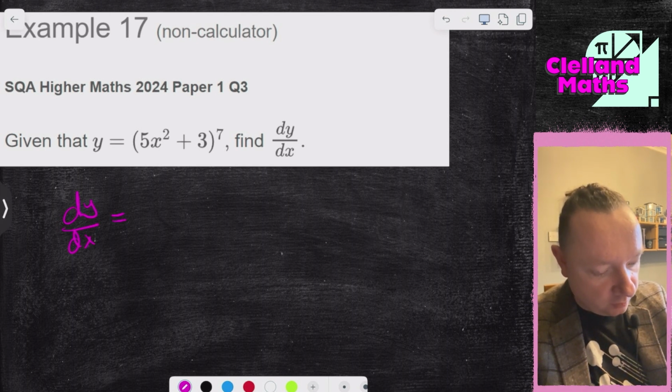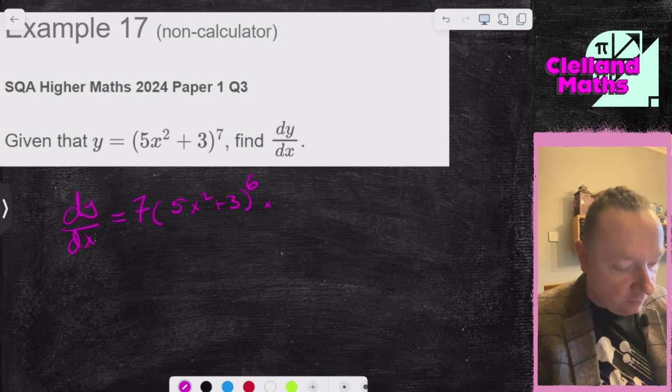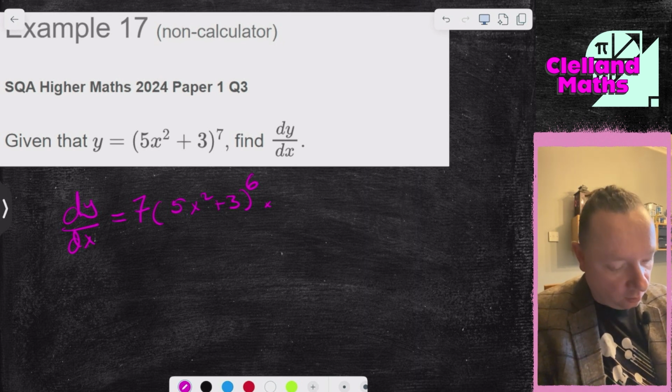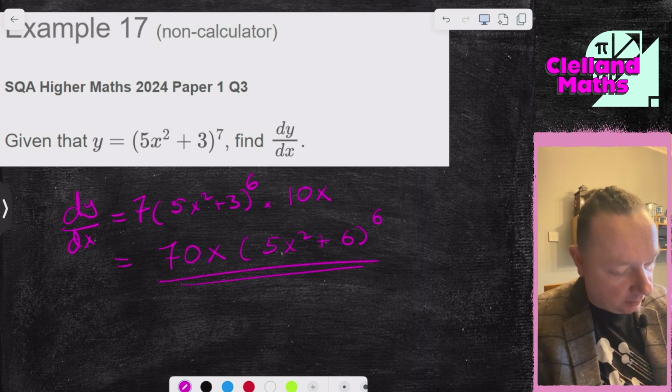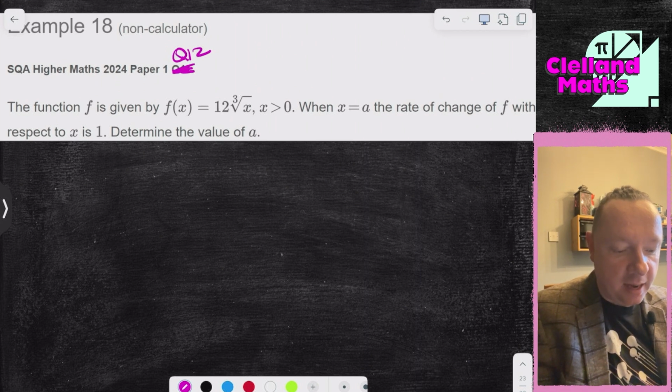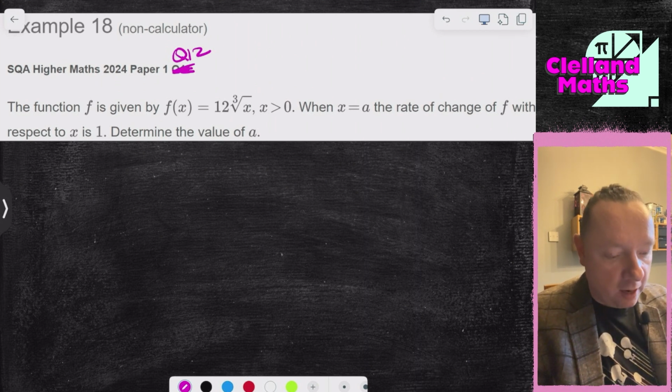So dy by dx: 5x squared plus 3, I write 5x squared plus 3 again. 7 comes in front, and it becomes a 6. But now I need to times by whatever 5x squared plus 3 differentiates to. Well, 5x squared differentiates to 10x, and 3 disappears. So that is 7 times 10 is 70x, times 5x squared plus 3 to the power of 6. And we're done there.